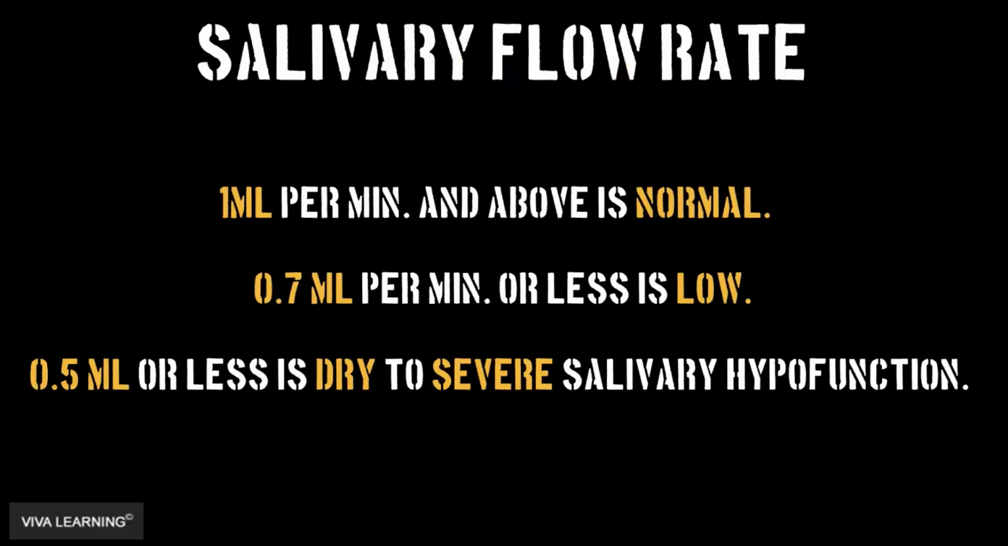So what does this mean, right? If they have 1 millimeter per minute and above, that's normal, okay? That's what you want to see. If they have somewhere in the range of 0.7, 0.75 millimeters per minute or less, that's low, all right? If they have 0.5 millimeter or less, that's not good, man. That is severe salivary hypofunction.